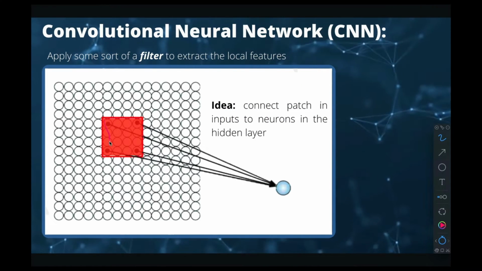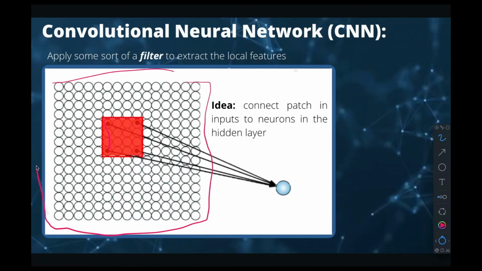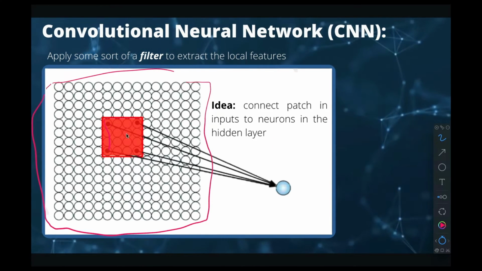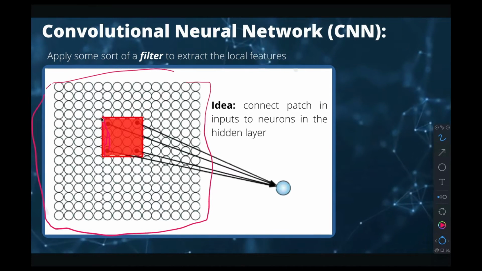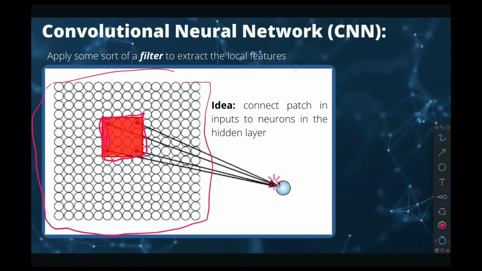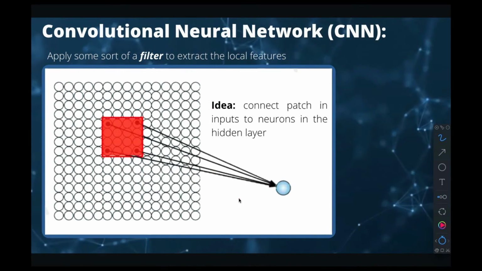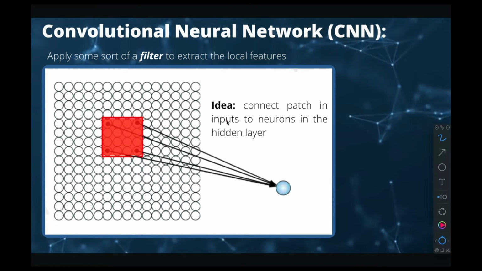So what we're trying to do in this case is to just pick a patch of it. Instead of feeding the entire image to the neuron, you pick just a patch, which you concentrate on and extract information from, and you feed only that patch to the neuron. That's the main idea of the convolutional neural network.